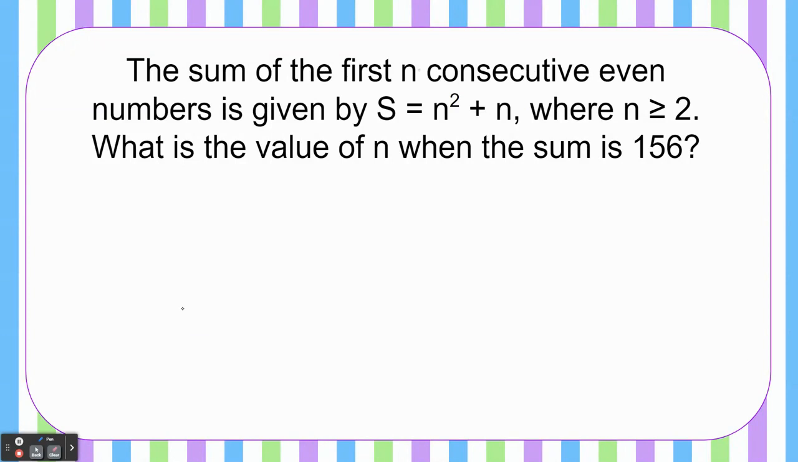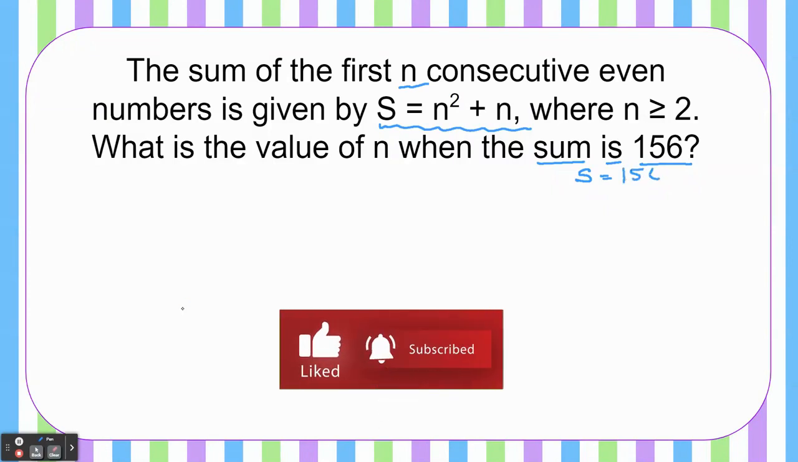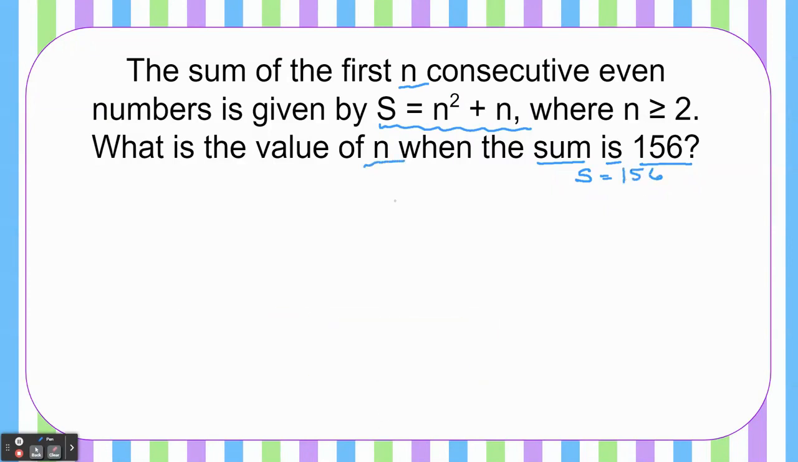The sum of the first n consecutive even numbers is given by this formula, s equals n squared plus n, where n is greater than or equal to 2. What's the value of n when the sum is 156? So this is saying when s is 156, what is the value of n?